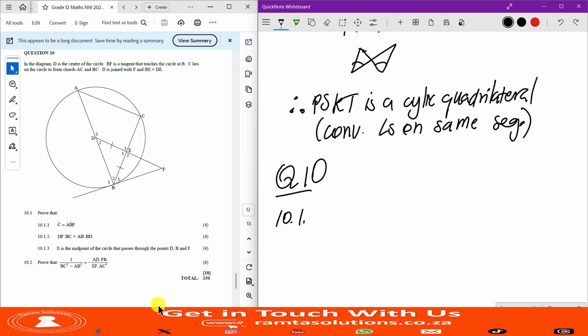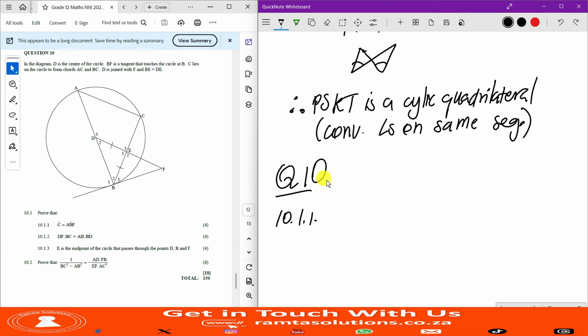10.1. In the diagram, D is the center of the circle. BF, I see it. BF is the tangent that touches the circle at B. I like that. C lies on the circle to form chords AC and BC. D is joined with F, and BE is equal to DE. Cool.